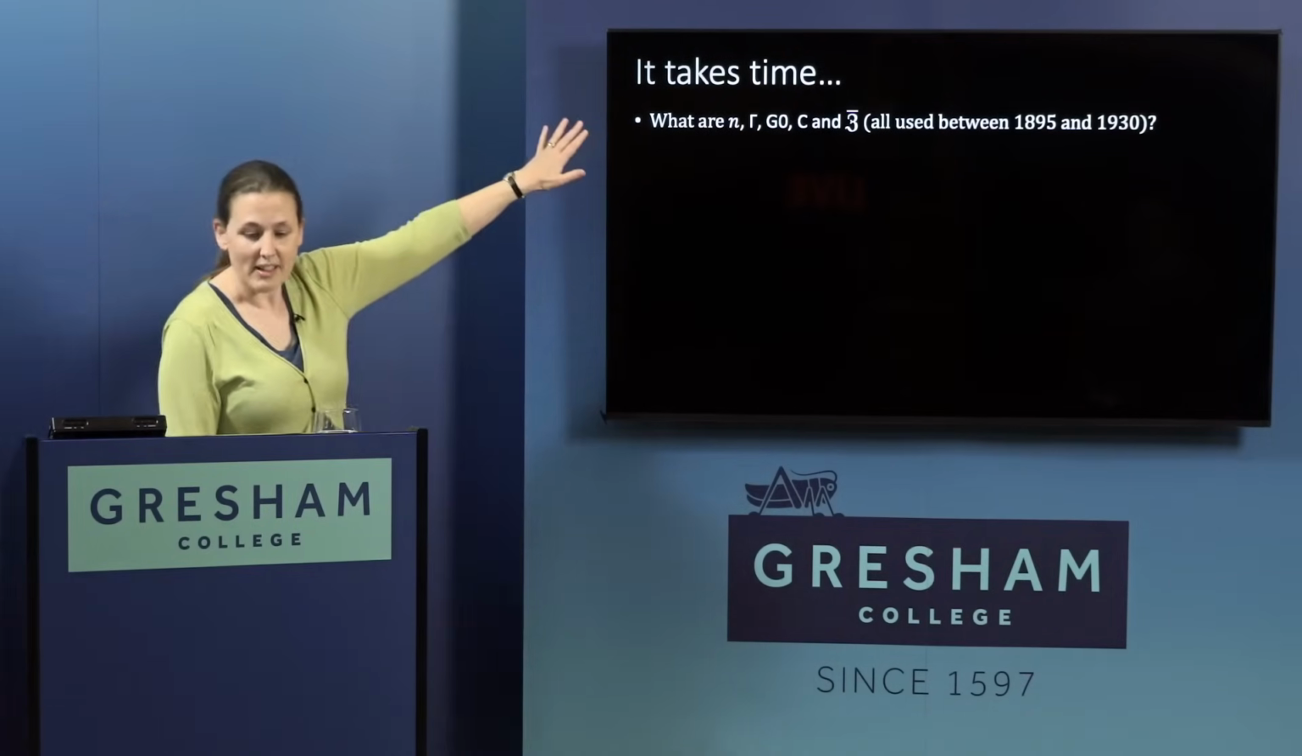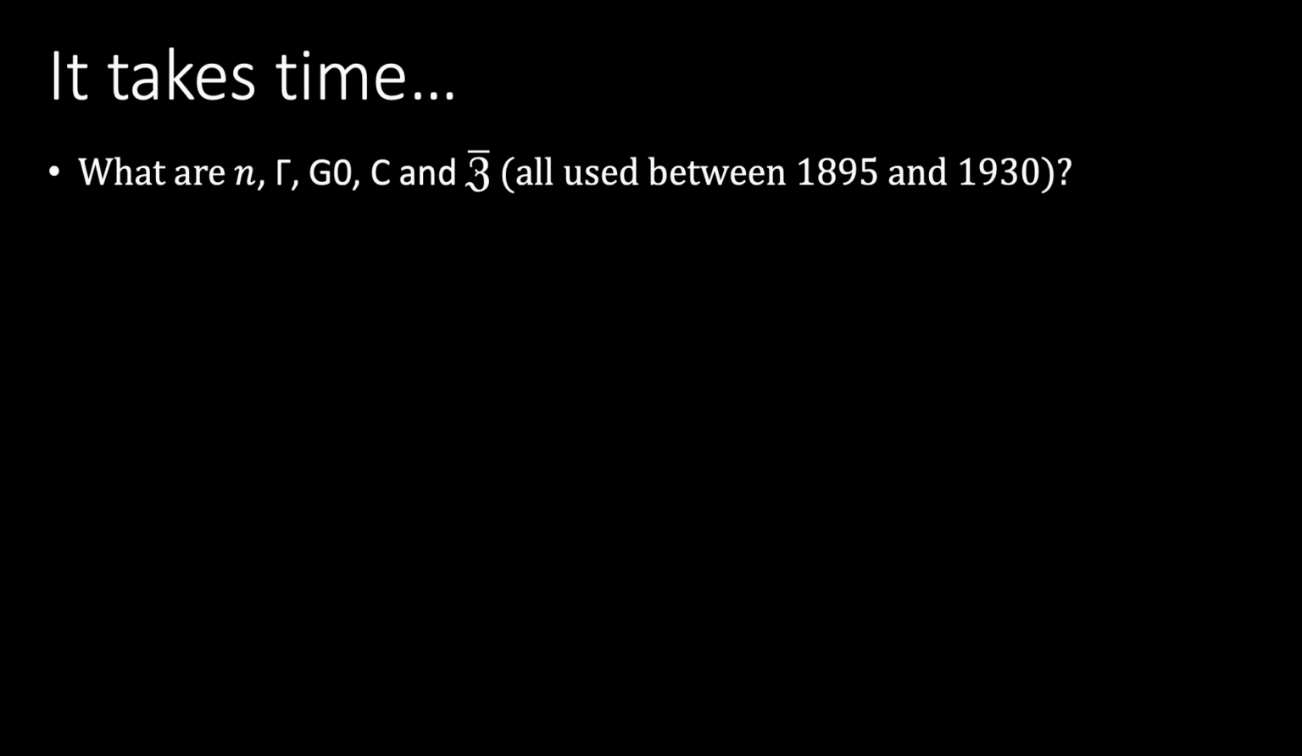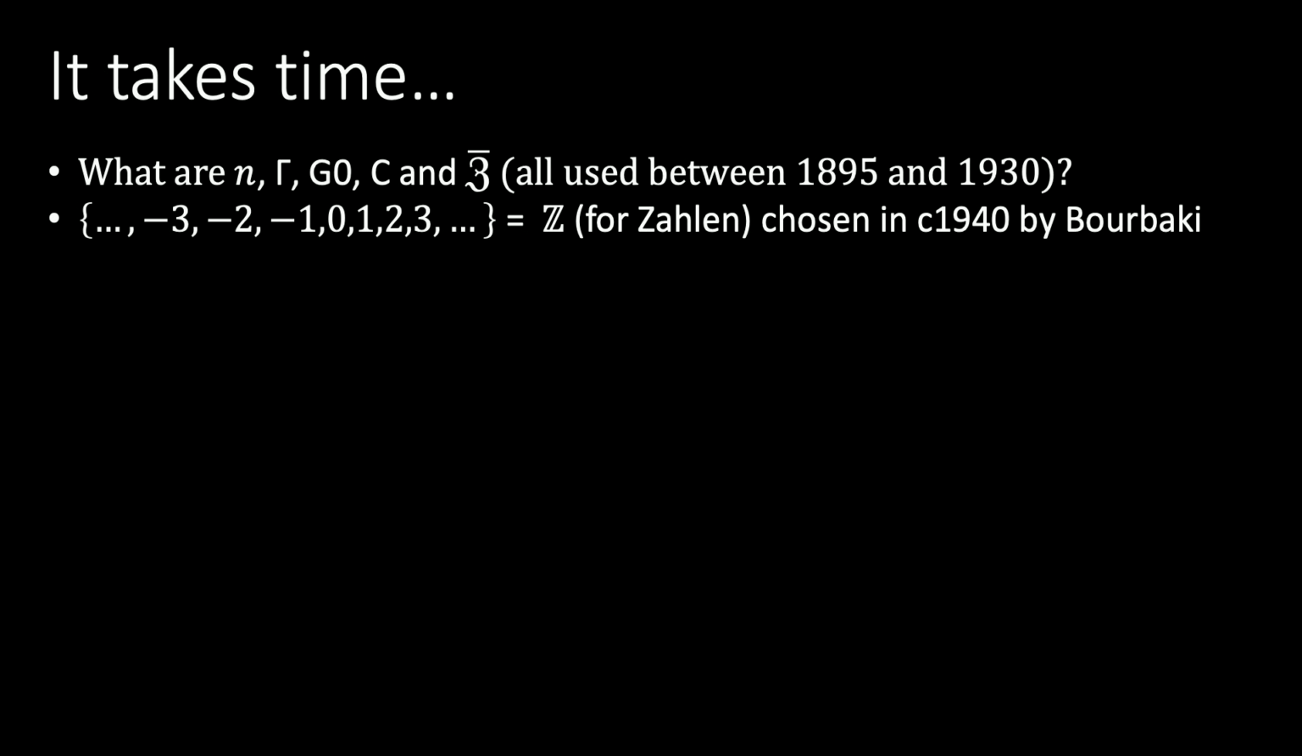So these 5 symbols here were all used before 1930 to represent a particular number set. And that number set is what we now call Z. It's the integers, so the whole numbers. That Z, for Zahlen, which is the German for number, was chosen by a group of French mathematicians in about 1940. They got together and decided they wanted to have a series of books that were going to describe the elements of mathematics, and that's what the series was called.